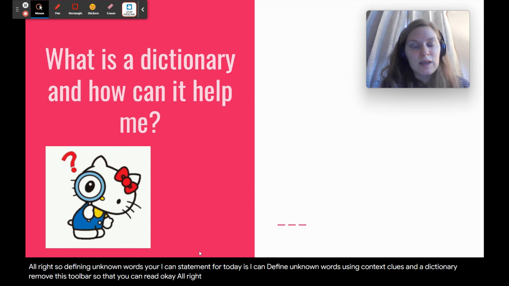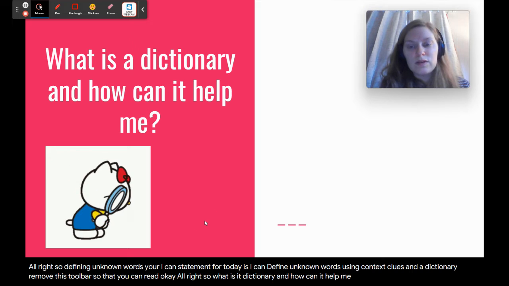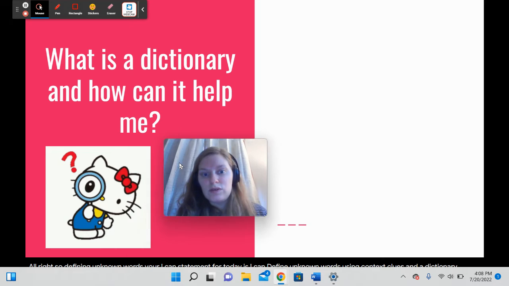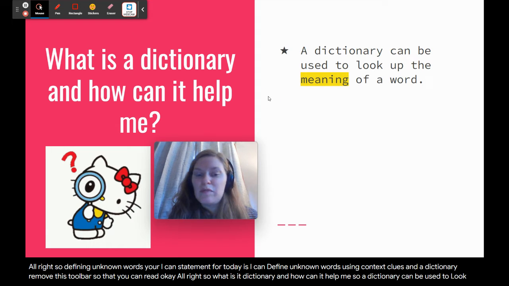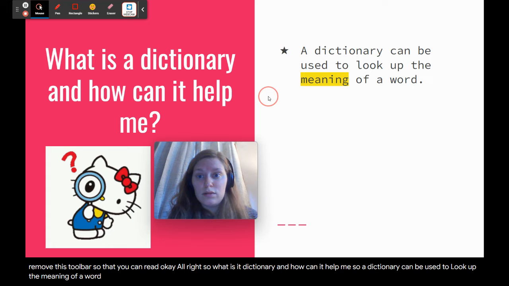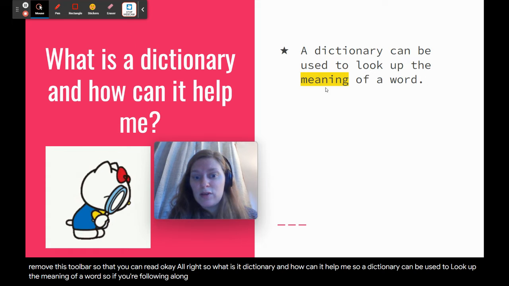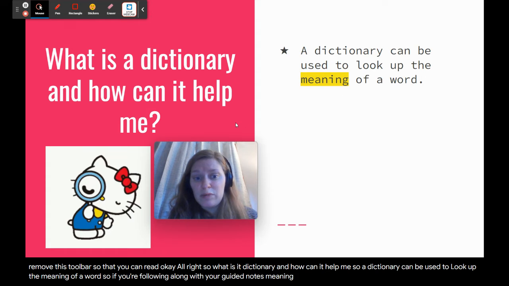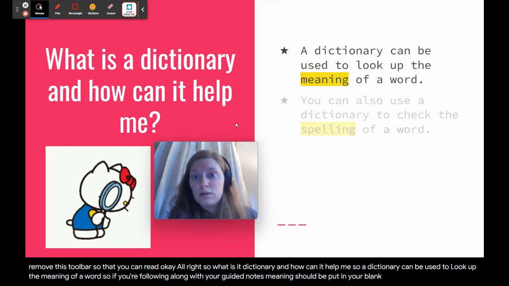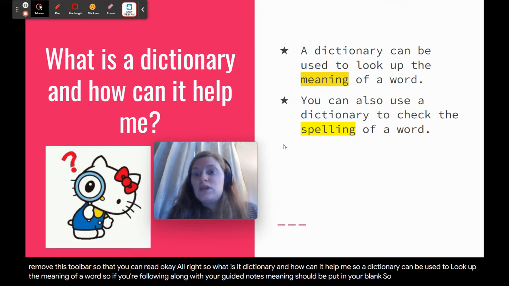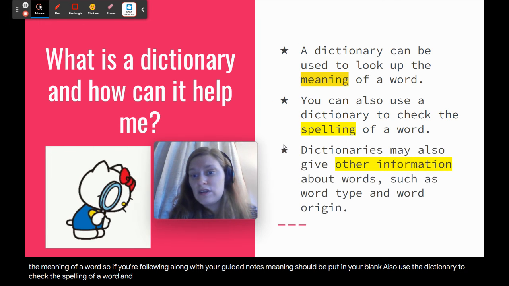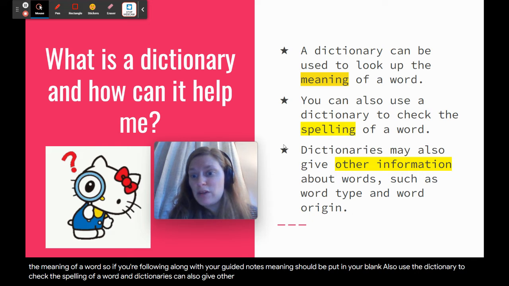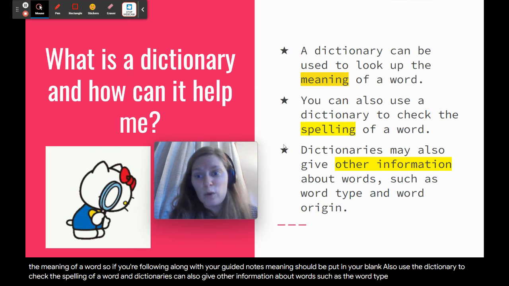All right. So what is a dictionary and how can it help me? So a dictionary can be used to look up the meaning of a word. So if you're following along with your guided notes, meaning should be put in your blank. You can also use the dictionary to check the spelling of a word. And dictionaries can also give other information about words such as the word type and word origin.